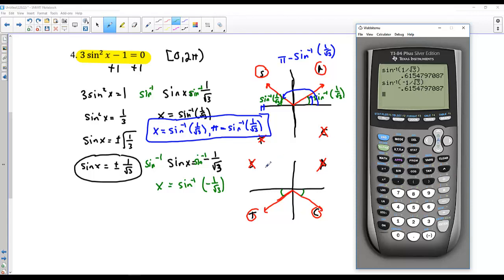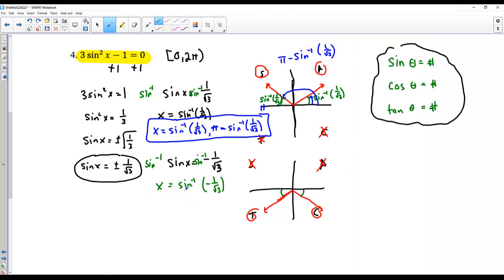So this is not actually a reference angle. And it's not an answer to my problem because notice all my angles live between 0 and 2 pi. This angle is negative, so it's basically too small. So what do you do in a situation like this? Well, the easiest thing to do, if it's negative and you want it to be positive, is just put a negative sign in front of it. So your reference angle is negative sine inverse of negative 1 over root 3.